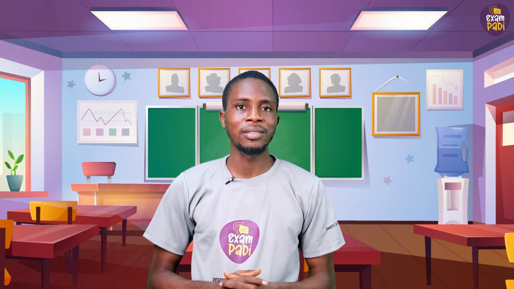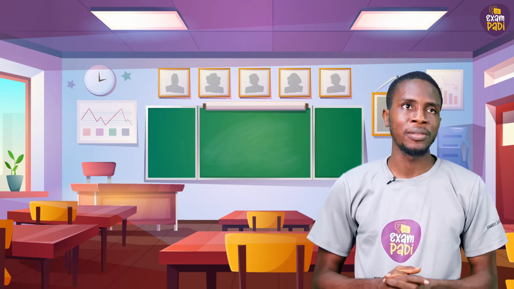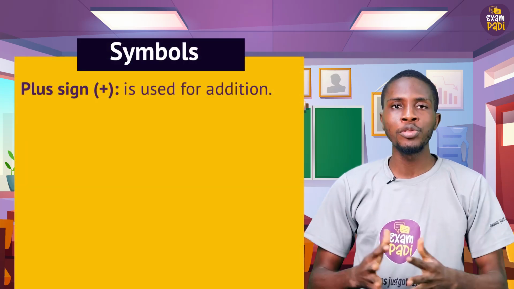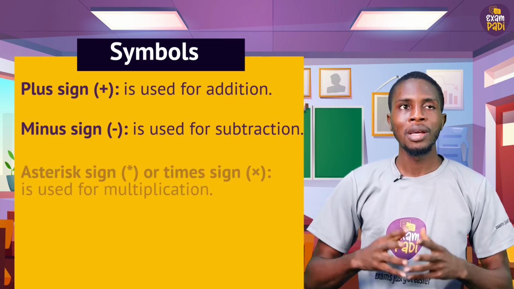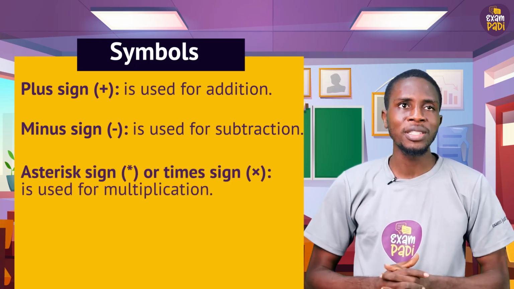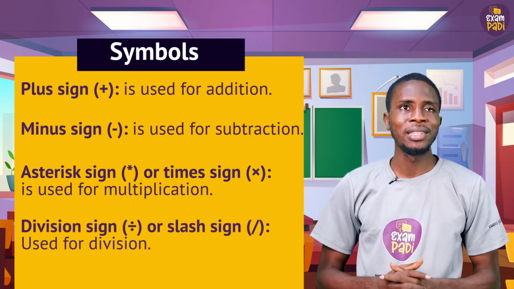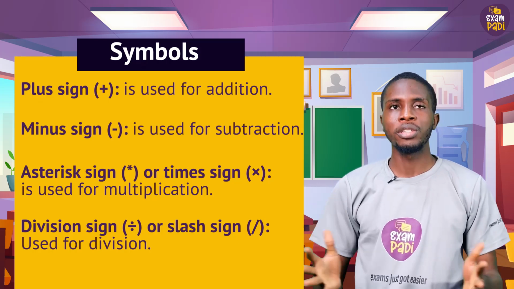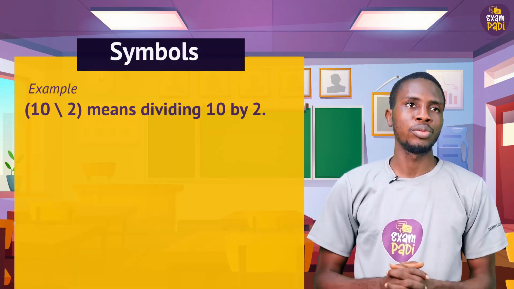In mathematics, symbols are used to represent various concepts, operations, and relationships. These symbols help us communicate mathematical ideas more efficiently. Plus sign is used for addition. Minus sign is used for subtraction. Asterisk sign or times sign is used for multiplication. Division sign or slash sign is used for division. For example, 10/2 means dividing 10 by 2.